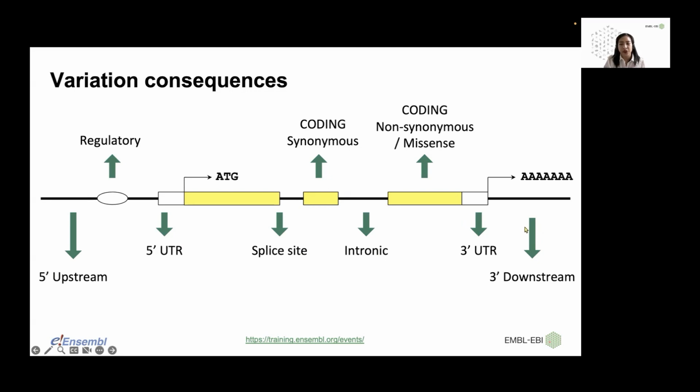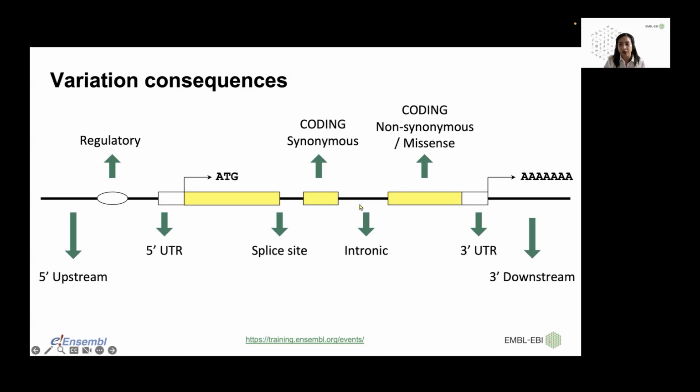If the variant were to fall within the gene, but not within a coding sequence, so let's say an intronic sequence, so these lines here, the variant is also unlikely to affect the gene itself, but it might affect the mRNA stability, so splicing or translation efficiency.